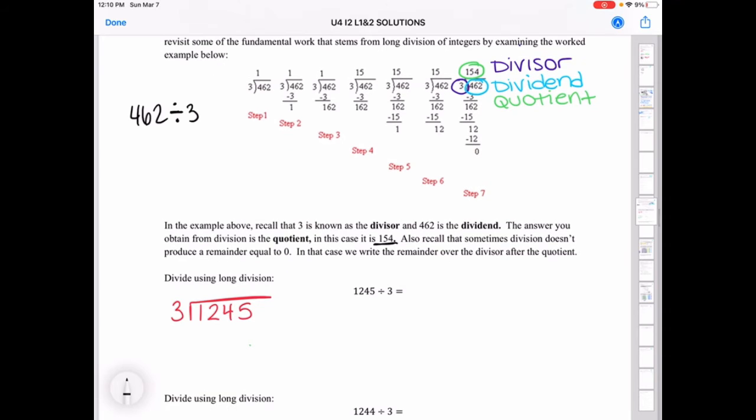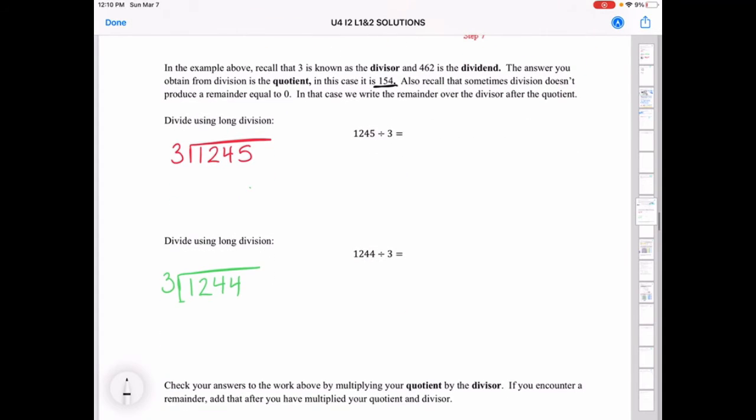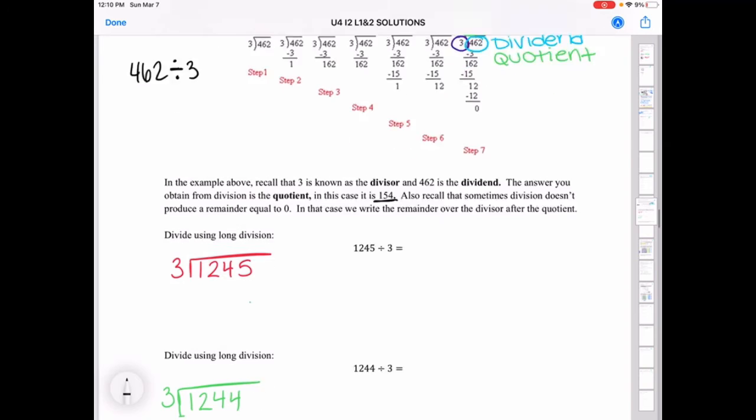So we need to know what the divisor, dividend, and quotient are. Well, the quotient is always going to be the answer, right? It's the answer to any division problem. That's what a quotient is. And your divisor is what you're dividing your dividend into. So it makes sense that if you have 462 divided by 3, you're seeing how many times 3 goes into here. In this situation, 3 is our divisor and 1245 is our dividend, and we're trying to look for a quotient. So I'm going to set it up just like they did up here.